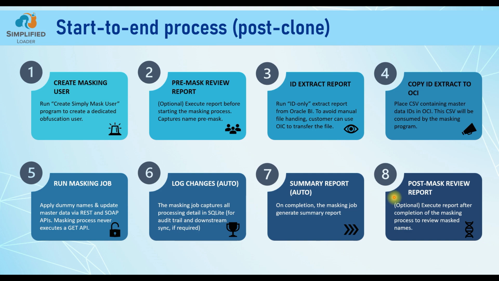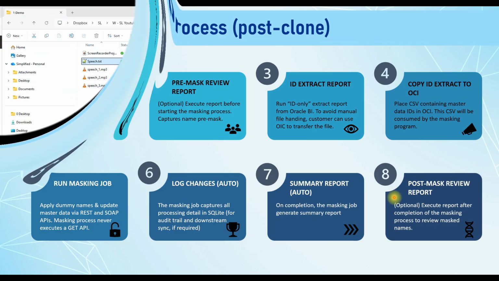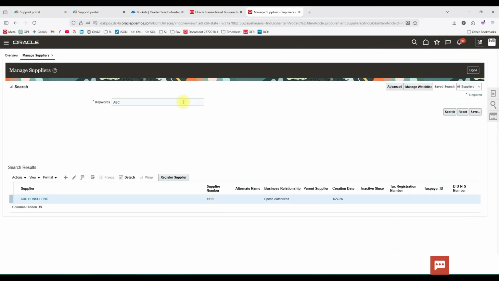The final step is to review the masked data. You can do this for all transactions by running the report. For the demo, let's review the same supplier record that we checked earlier. Let me search for the same supplier number. You can see the supplier name has changed from ABC Consulting to Motion Trust. This concludes the demo of the out-of-the-box Simply Mask solution.